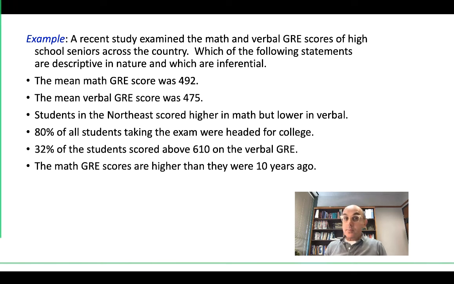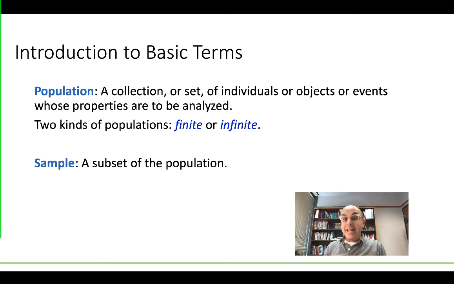An example: a recent study examined the math and verbal GRE scores of high schools. The mean for the math score was 492, and the verbal score was 475. From that we can learn that 80% of all students taking the exam were headed for college, and 32% received a score of 610 on the verbal. Those are the things we look at in order to make better decisions about the data, about the analysis.